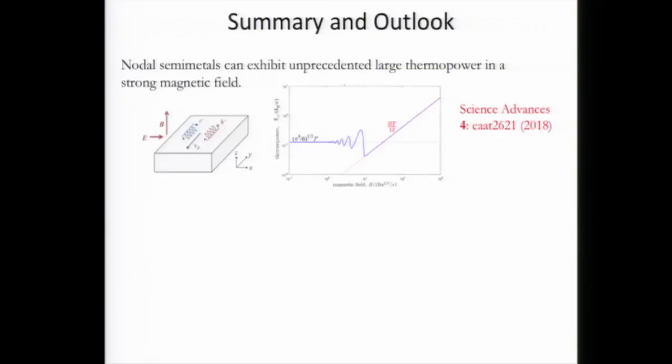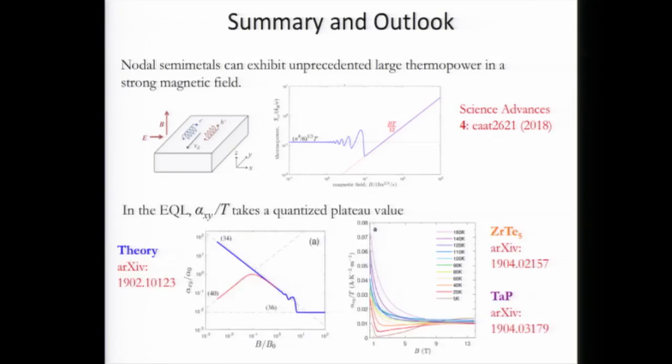OK, so that's mostly what I wanted to tell you. Let me just put up some conclusions and tell you that what we really have is a new mechanism for achieving very large thermal power, a new pathway. Still unclear whether it will pan out, but there's something very exciting here, using a nodal semimetal in a strong magnetic field. And not only do you have this growth of thermal power, you have this universal plateau in the transverse thermoelectric conductivity.